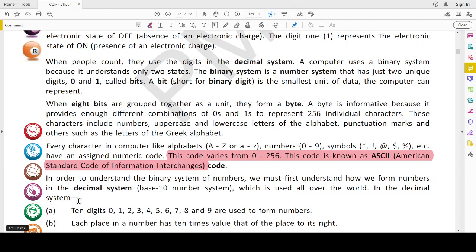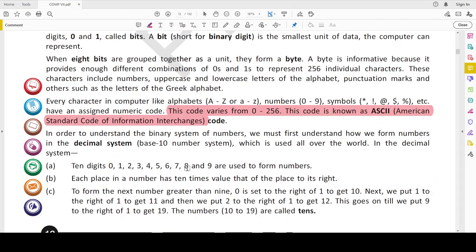In order to understand the binary system of numbers, we first understand how we form numbers in the decimal number system, the base 10 number system, which is used all over the world. In the decimal number system, the 10 digits are 0 to 9.